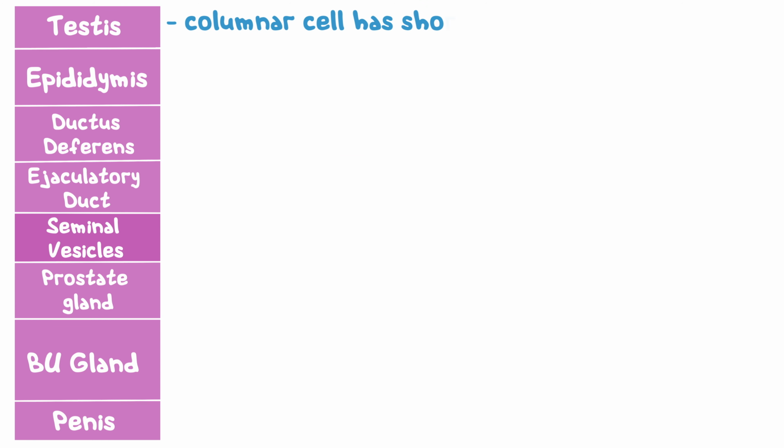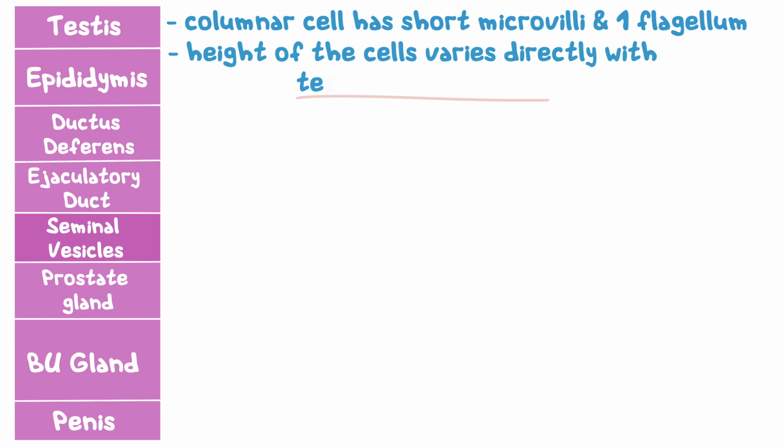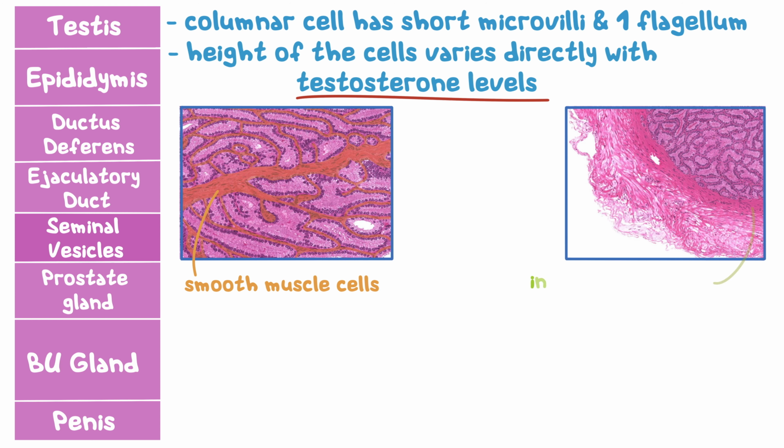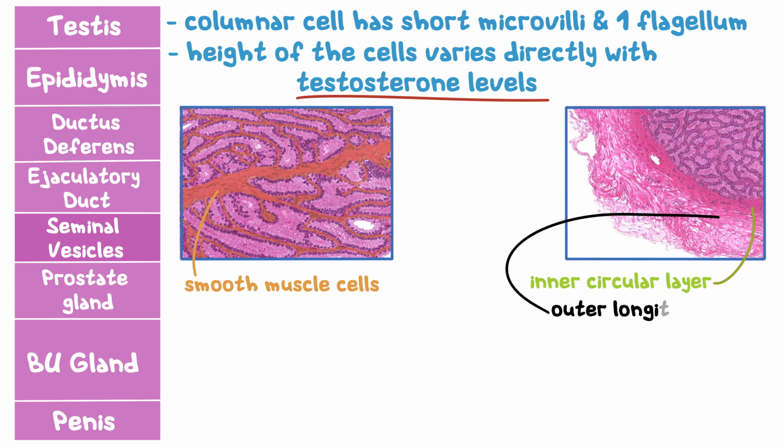Each columnar cell has numerous short microvilli and a single flagellum projecting into the lumen of the gland. The height of the cells varies directly with the blood testosterone level. The subepithelial connective tissue is fibroelastic and surrounded by smooth muscle cells arranged as an inner circular layer and an outer longitudinal layer. The smooth muscle coat is, in turn, surrounded by a flimsy layer of fibroelastic connective tissue.